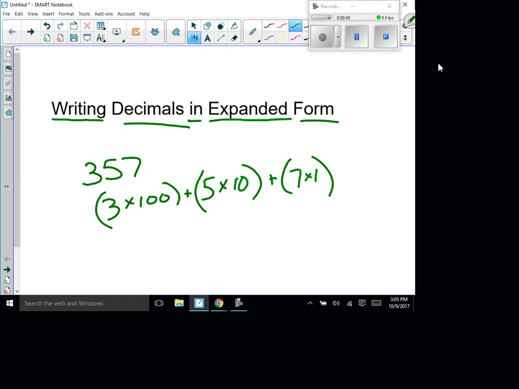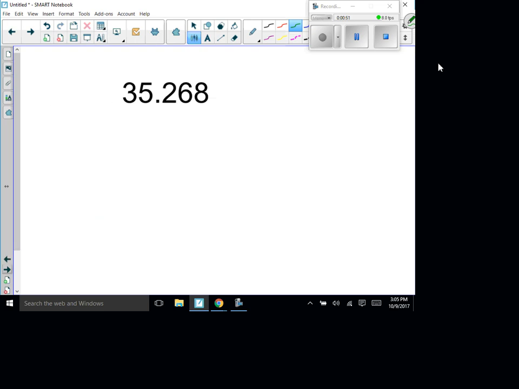Well, today we're going to add some decimal places in there. And the decimal places make it a little bit more tricky, but it's not going to be that bad. So let's take a look. All right, so my number here says 35 and 268 thousandths. So now I have to write this in expanded form.